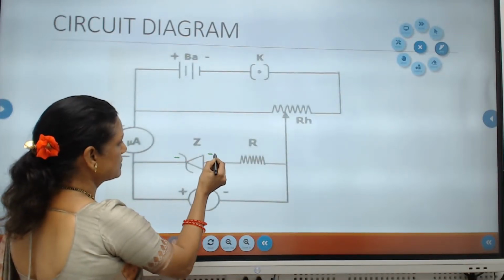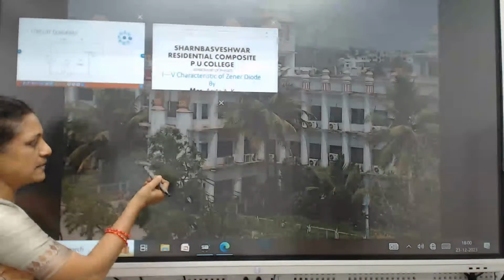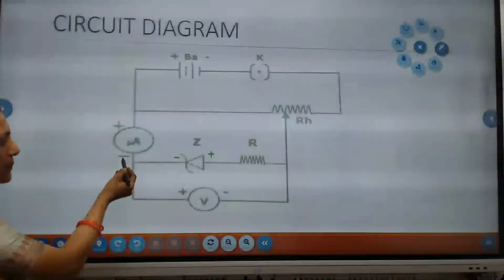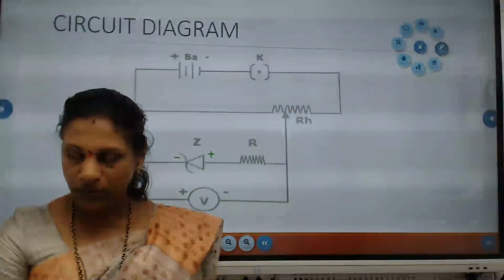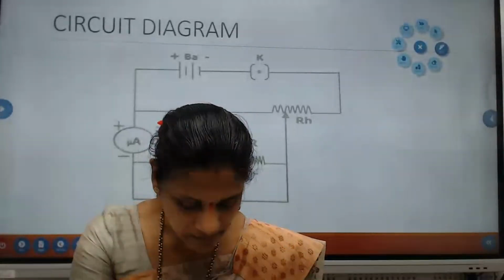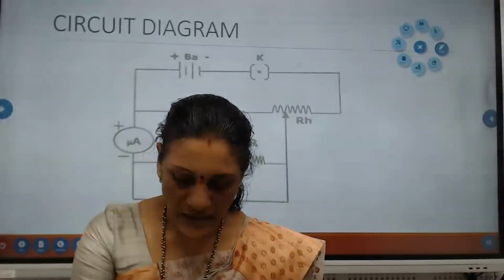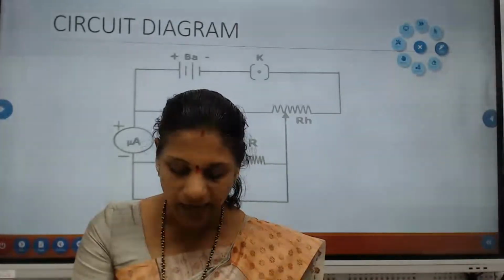This is negative. This one is the positive terminal. Then the negative of this milliammeter is connected to the negative terminal of the Zener diode, which is the black ring.